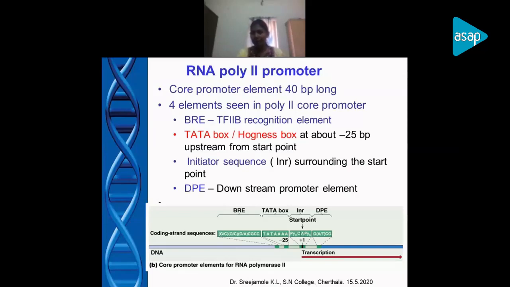Next to the BRE element, you can see the TATA box. This TATA box is also named the Hogness box, which is about -25 from the starting point, and which is complementary to the Pribnow box we have seen in prokaryotes. After that, we can see an initiator sequence, in which the +1 starting point of the gene is embedded, and next is the DPE or downstream promoter element. So these 4 elements form the core promoter of RNA polymerase 2.